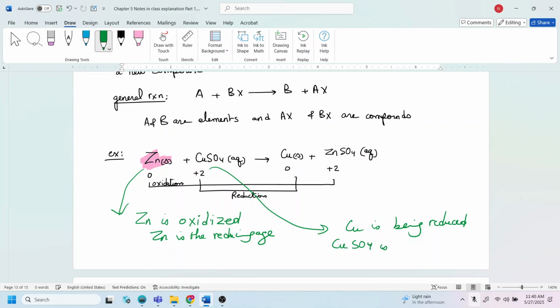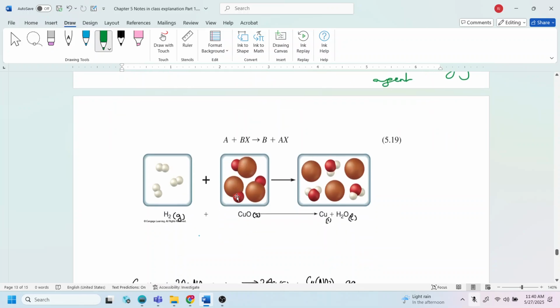Okay, and then here we say that copper is being reduced, and the whole thing, the copper sulfate, the whole thing is the oxidizing agent. Okay. So when we look at the oxidizing and the reducing agent, it's the reactants, whatever is in the reactants in there. One of them is going to be the reducing agent, the other is going to be the oxidizing reagent whenever we are working with a redox reaction. So this one is a single replacement redox reaction.